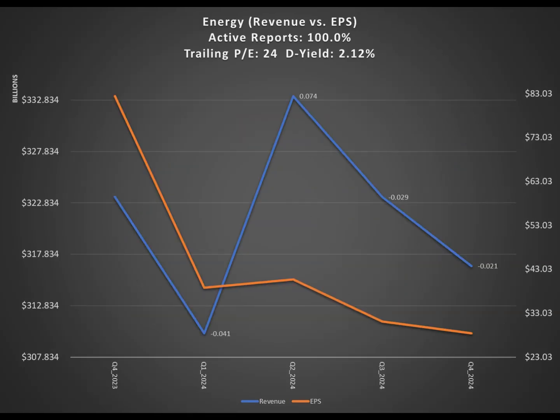Energy sub-industries. Oil and gas exploration and production. Oil and gas equipment and services. Integrated oil and gas. Oil and gas storage and transportation. Oil and gas refining and marketing.